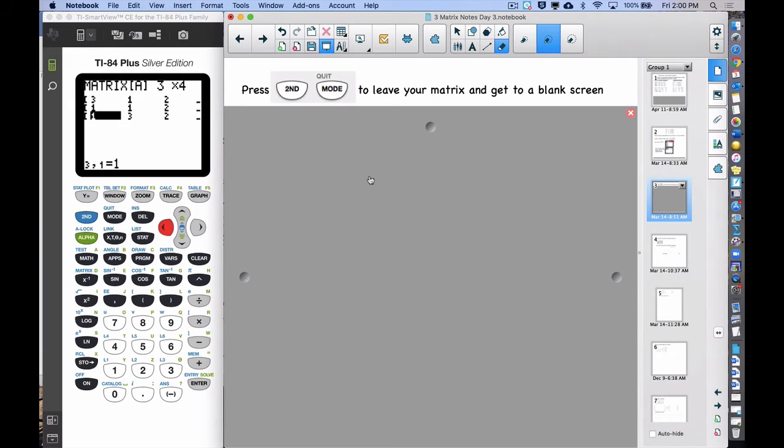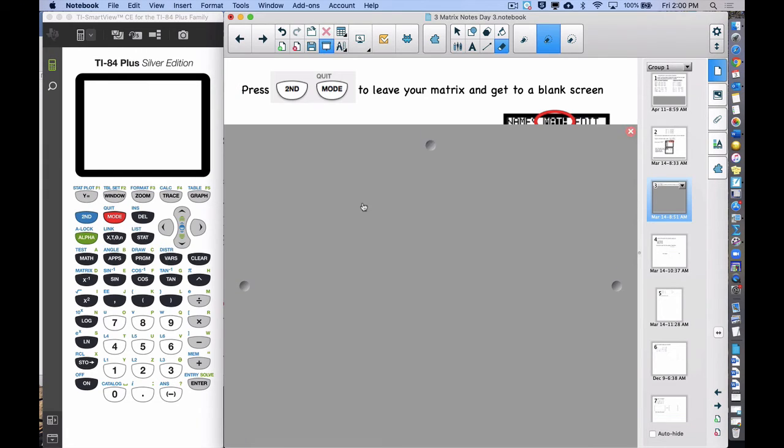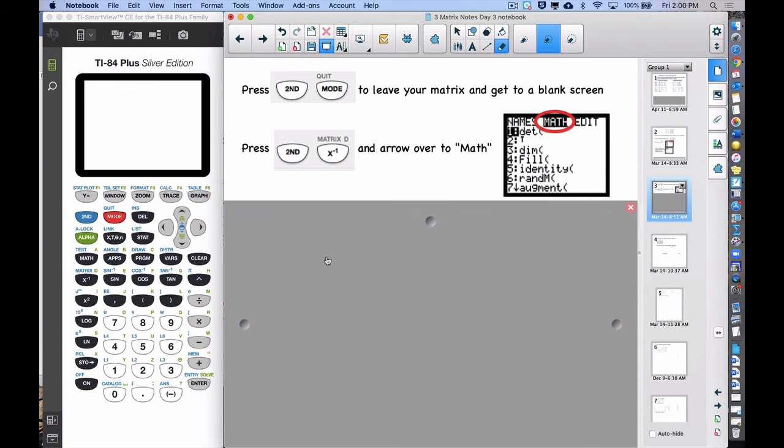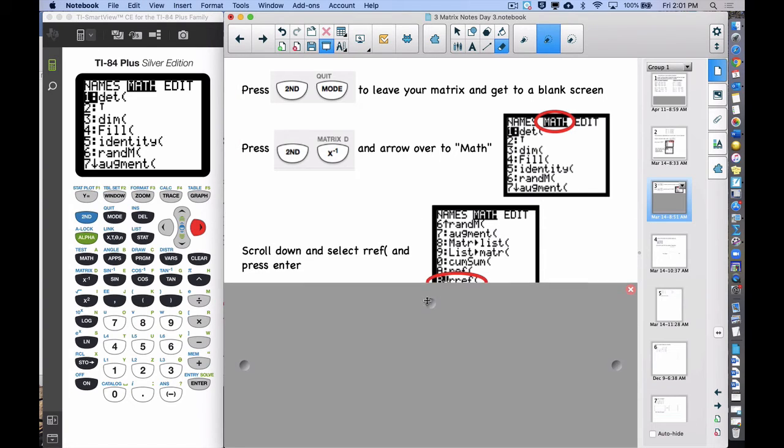move on. So next we are going to hit second mode. That'll get us out of the matrix and out to a blank screen. And then we're going to go back into that matrix menu, second, and the matrix button, but we're going to go over to math. And there is a specific calculation we can use here that will solve this for us.